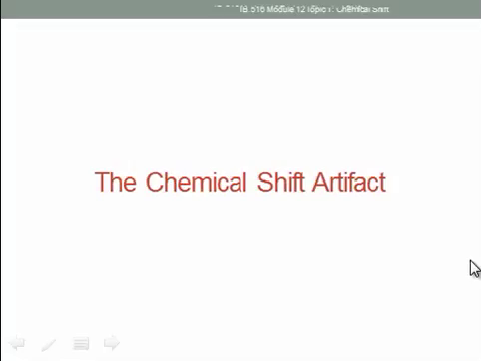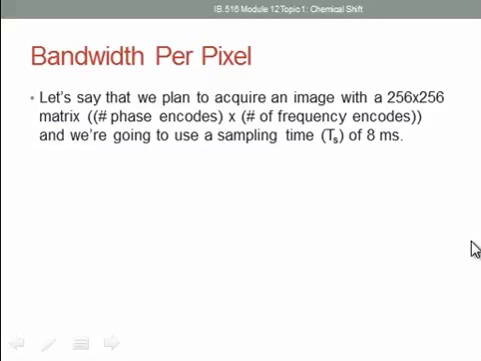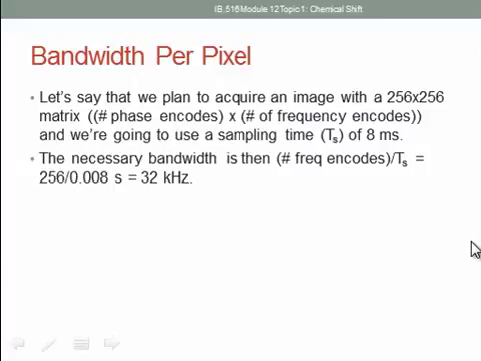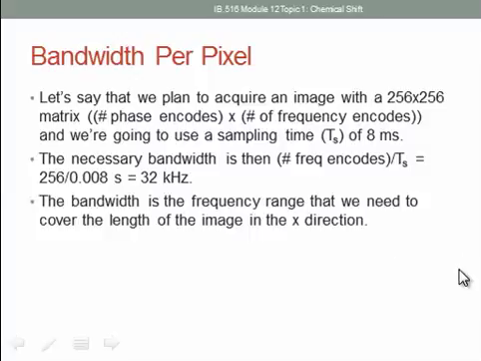Okay, so now let's get into the actual chemical shift artifact. An important parameter that we have to talk about is something called bandwidth per pixel. So if we were going to acquire an image with a 256 by 256 matrix, and we're going to use a sampling time of 8 milliseconds, the necessary bandwidth is then 256 divided by 0.008, which is 32 kilohertz. And this is the frequency range that we need to cover the length of the image in the x direction.